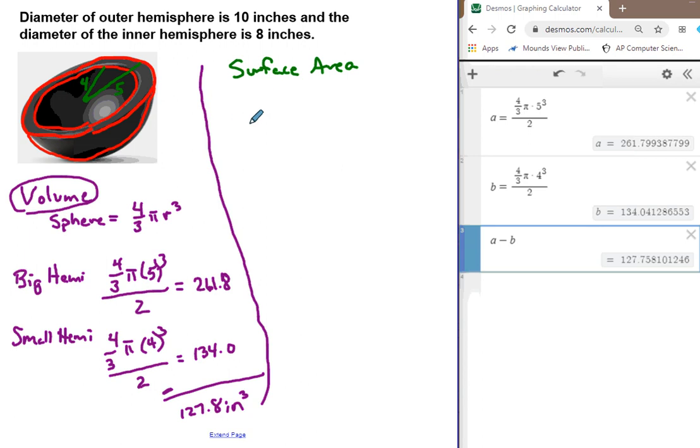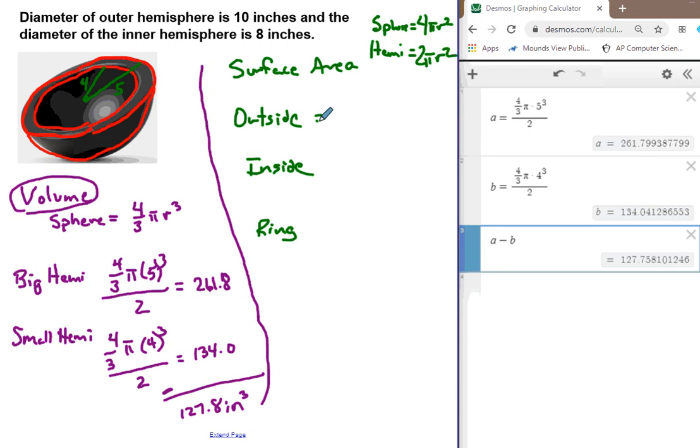So there's kind of three places. There is the outside, there's the inside, and there's the ring. All right, and it'll be helpful to remember that for a sphere, our surface area was 4 pi r squared. So a hemisphere is half of that, and that's easy to see because half of it's going to just be 2 pi r squared.